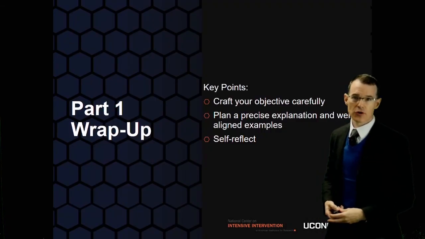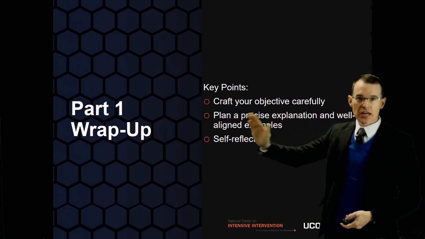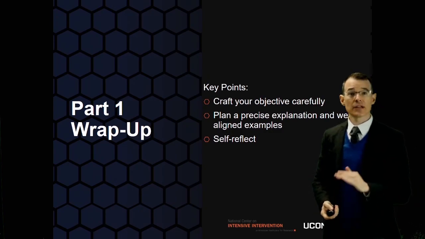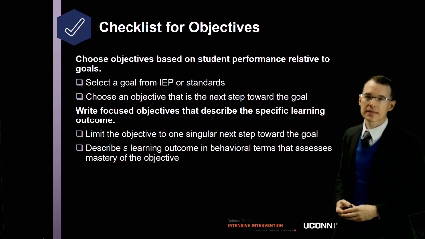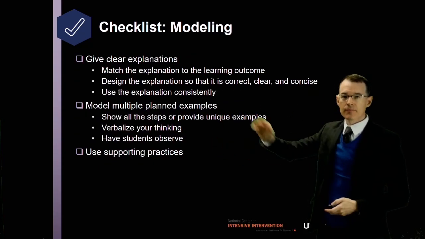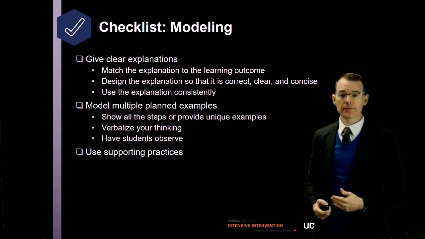So to wrap up this first part, the key points here are to craft objectives carefully, to provide good explanations and well-aligned examples, and finally to self-reflect. And we'll talk more about that in a second. You already have your checklist for objectives and your checklist for modeling, and so I'm not going to say more about those. We've just talked about them and how they're related.